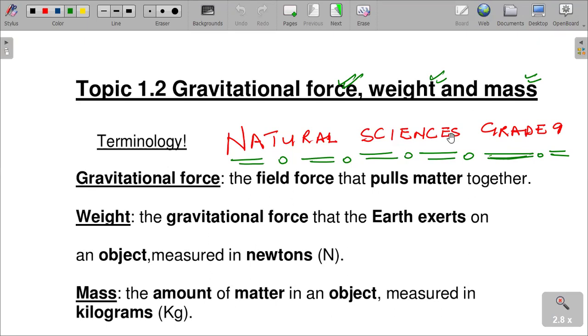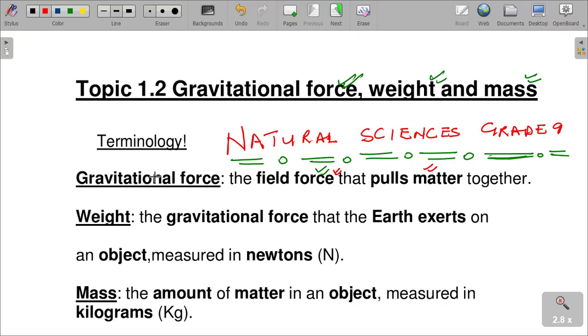Without wasting any time, I'm just going to quickly define these terms, and there will be some calculation that we are going to do at the end of the lesson. Gravitational force is the field force that pulls matter together. It is a field force that pulls matter together.